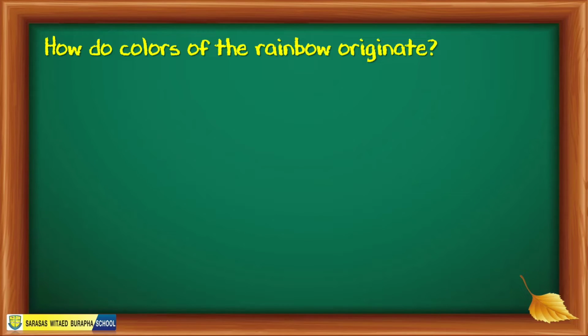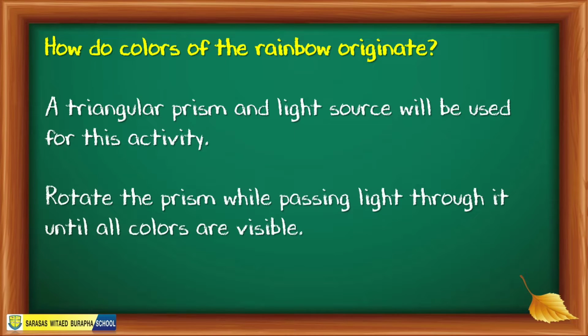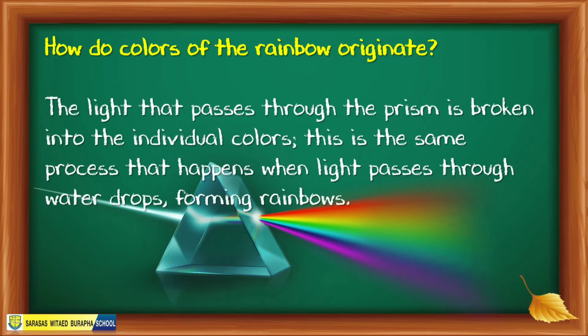How do colors of the rainbow originate? A triangular prism and light source will be used for this activity. Rotate the prism while passing light through it until all colors are visible. The light that passes through the prism is broken into the individual colors. This is the same process that happens when light passes through water drops, forming rainbows.